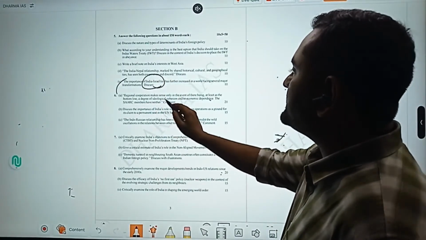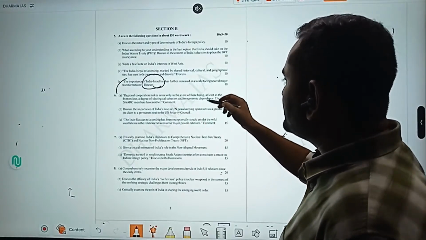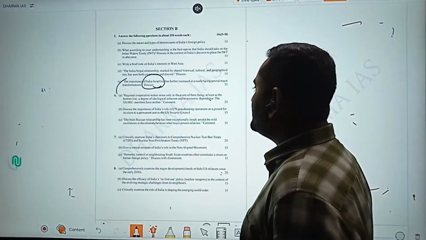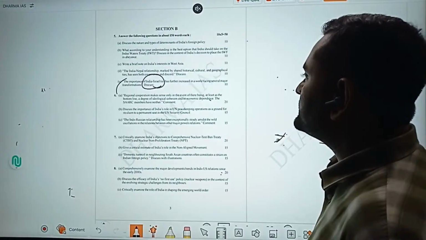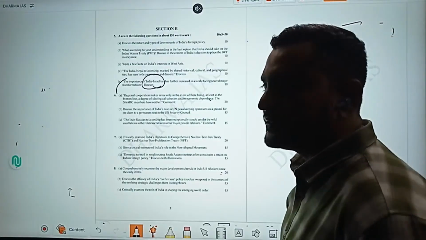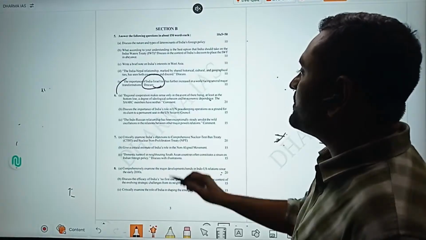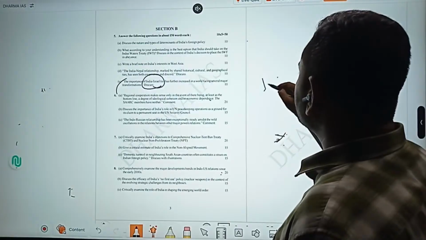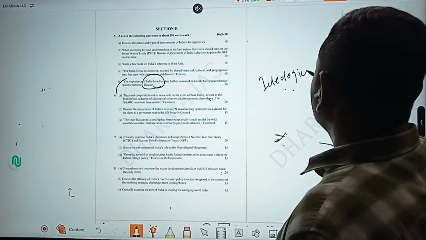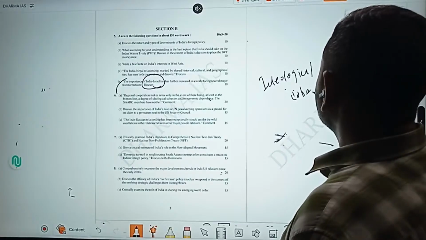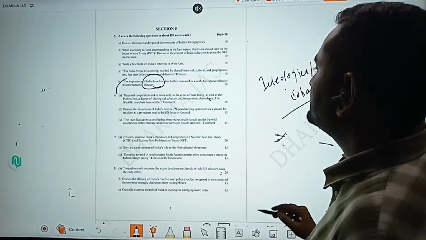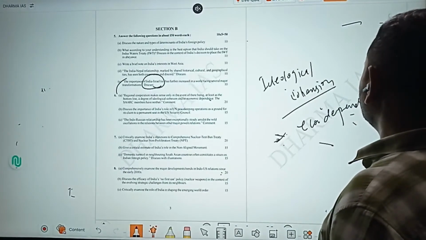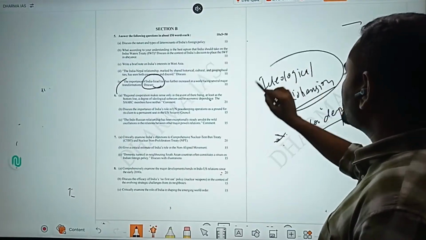Regional cooperation makes sense only in the event of there being, as the bottom line, a degree of ideological cohesion and economic dependence. The SAARC members have neither. The question is asking, regional cooperation makes sense only in the event of there being at least a degree of ideological cohesion or economic dependence, and SAARC has none. At least ideological cohesion should be there.